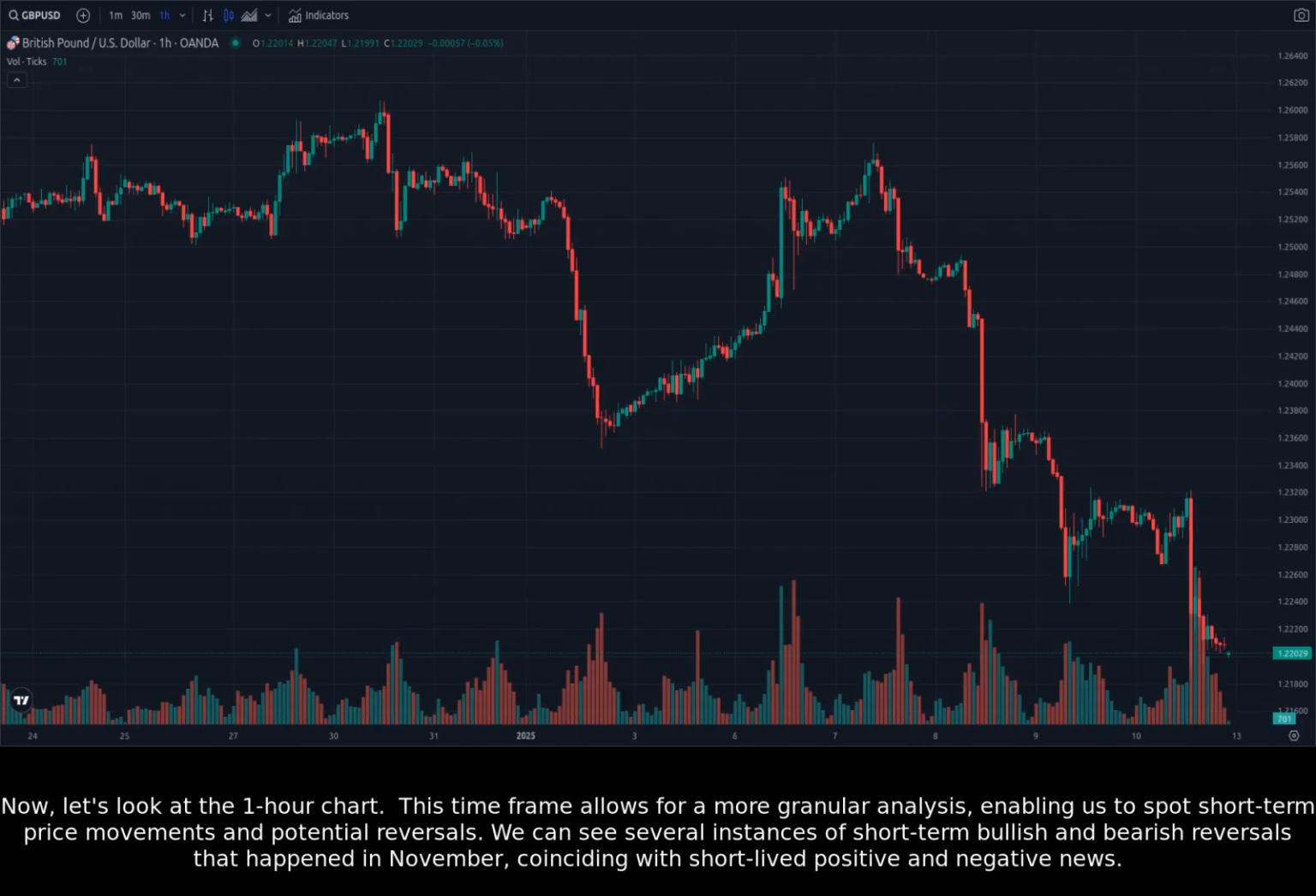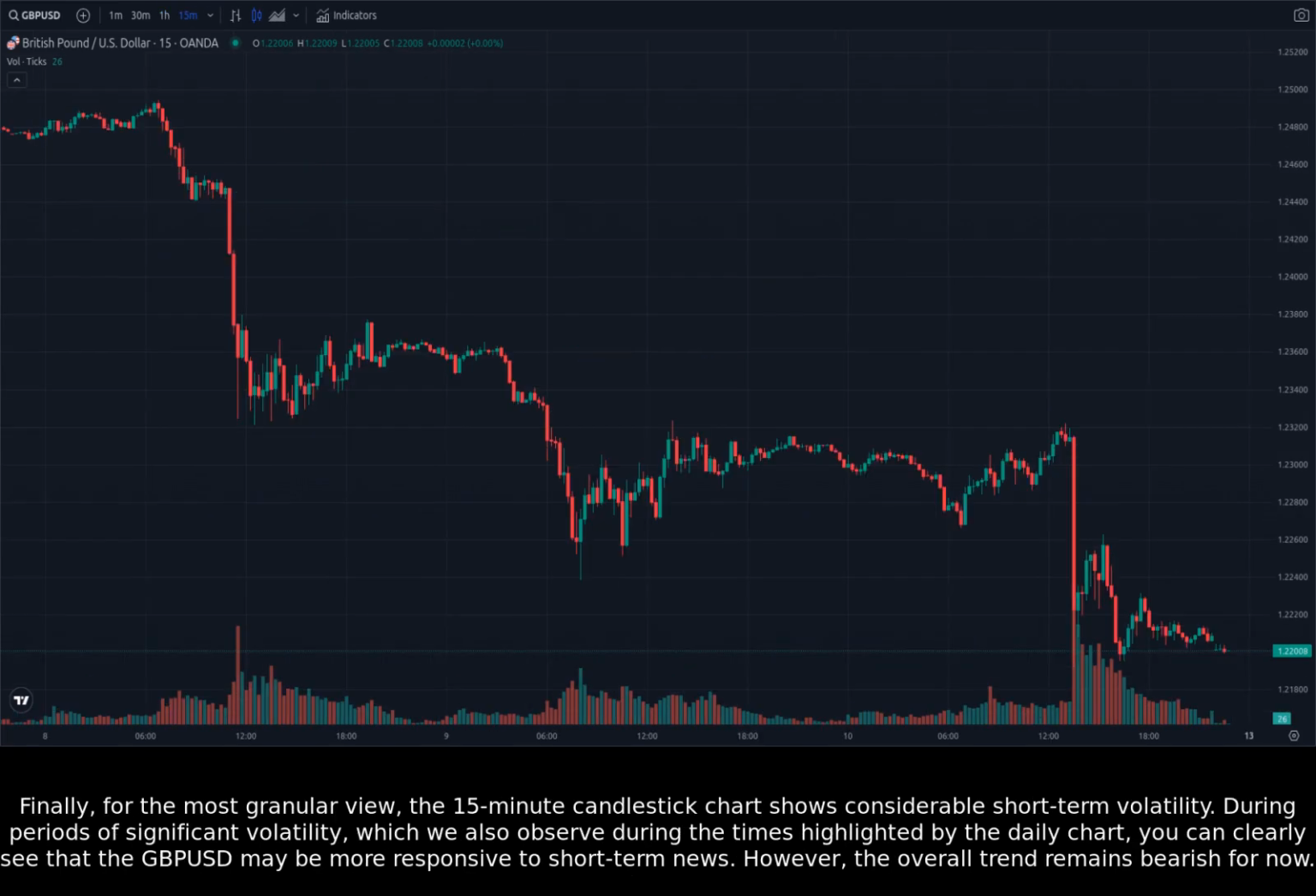Now, let's look at the 1-hour chart. This time frame allows for a more granular analysis, enabling us to spot short-term price movements and potential reversals. We can see several instances of short-term bullish and bearish reversals that happened in November, coinciding with short-lived positive and negative news. Finally, for the most granular view, the 15-minute candlestick chart shows considerable short-term volatility.